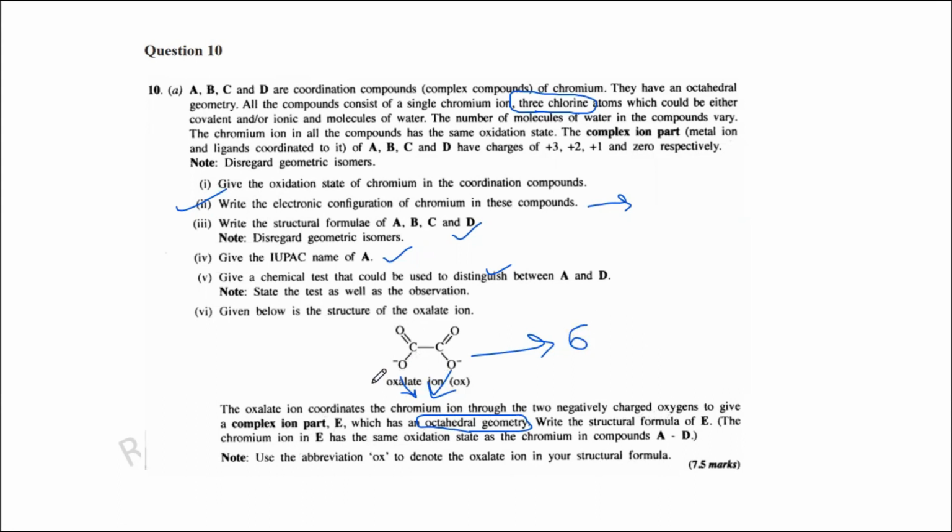So how many oxalate molecules are needed? If one oxalate has 2 coordination sites and the geometry is octahedral, which means there should be 6 coordination sites happening to the metal ion, chromium. So each oxalate has 2 coordination sites, so 2 into 3 makes 6 coordination sites. Write the structural formula of E. So I will use the board.